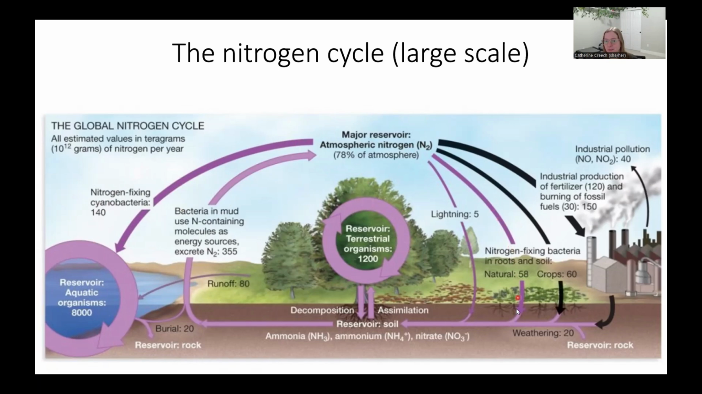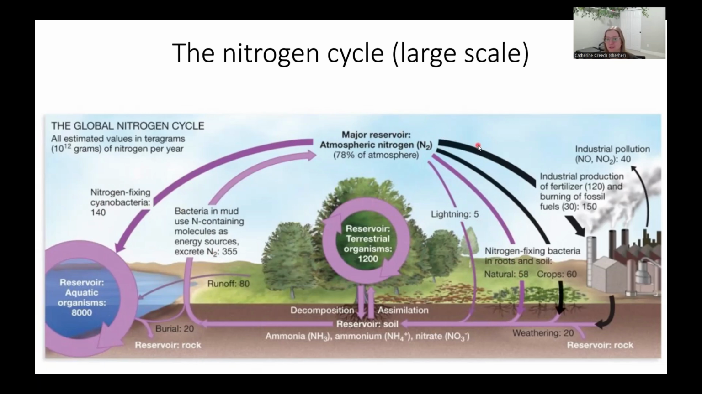by nitrogen-fixing bacteria. We can also get it out of the atmosphere by lightning, but note that's a very small amount. It's a tiny little arrow, and we do quantify it with these numbers here. But still, nitrogen-fixing bacteria, that's the key for both of these systems.